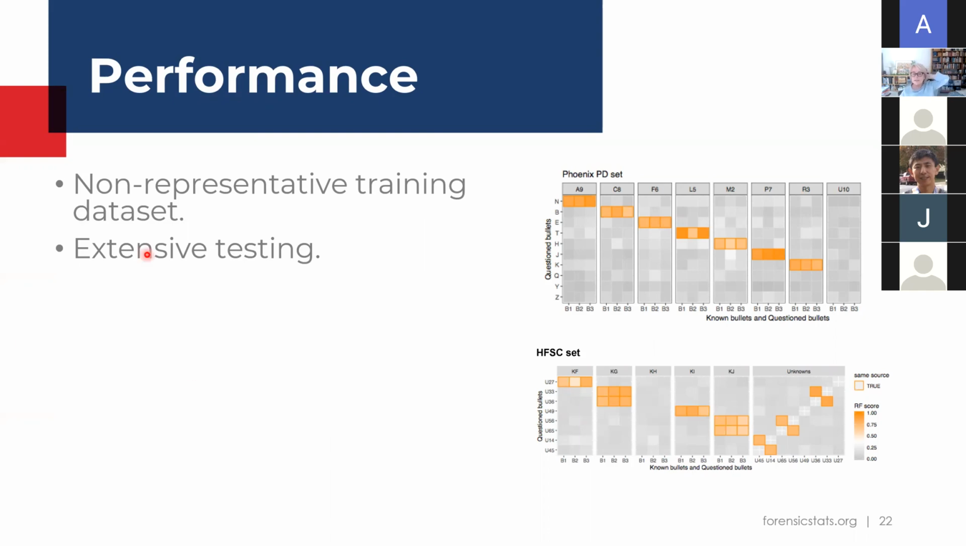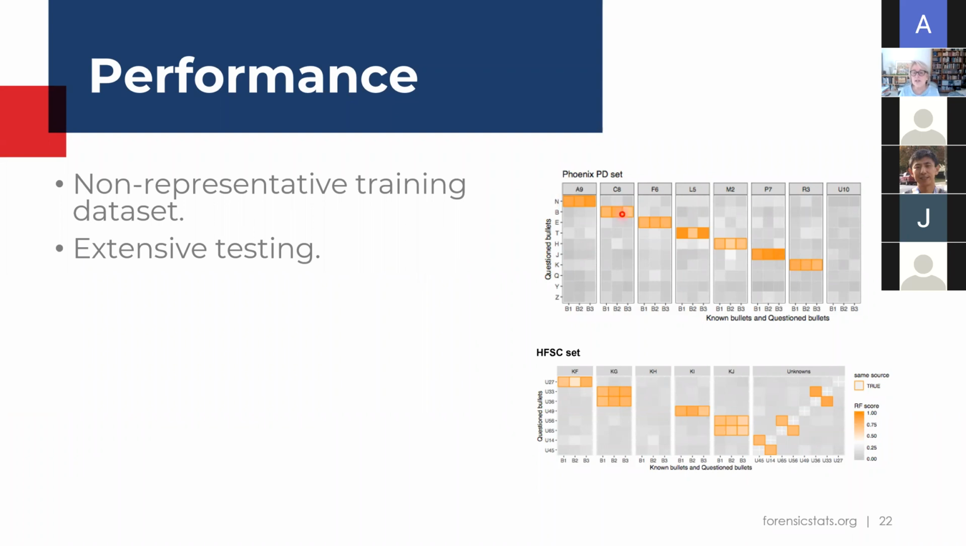So we asked some police departments and crime labs to send us some samples, and we got several. So let me show you the results we got. The top here is some data we got from the Phoenix Police Department. What they did is they sent us 3 test shots from each of 8 barrels and 1 question bullet, and then 10 question bullets, and they didn't tell us which barrel had fired those bullets. And so what we did is we tried out the random forest.